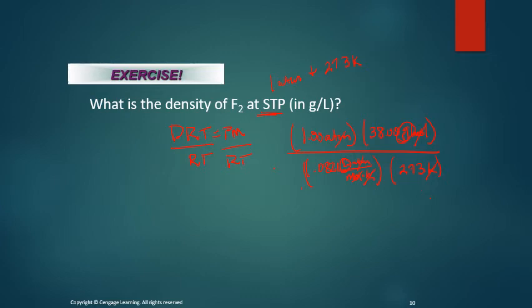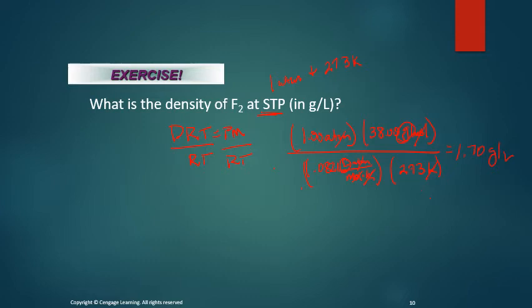So if I plug my values in, I have 38 divided by 0.0821 and divided by 273, and that gives us a density of 1.695. So let's change that to 1.70 grams per liter.